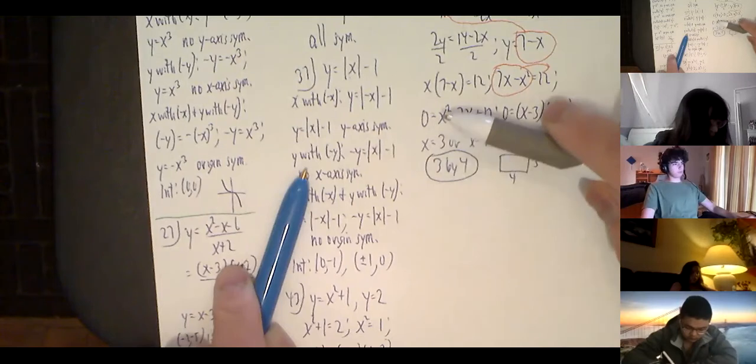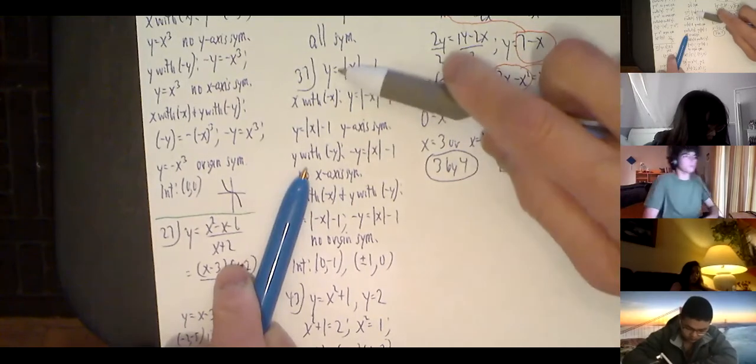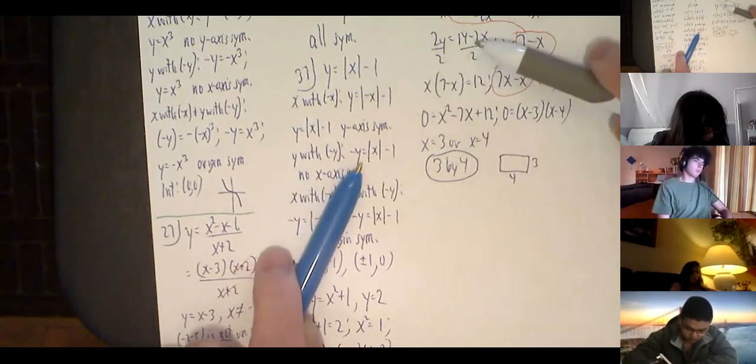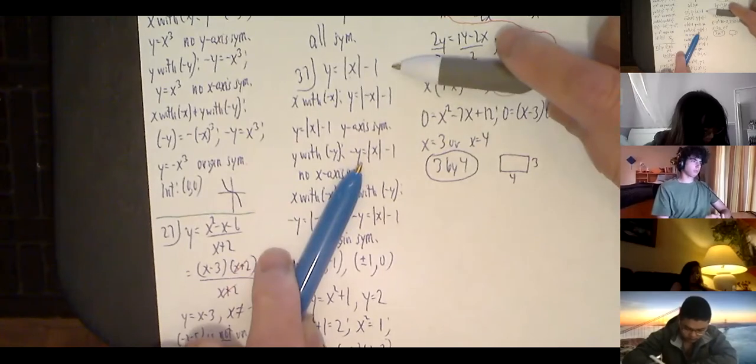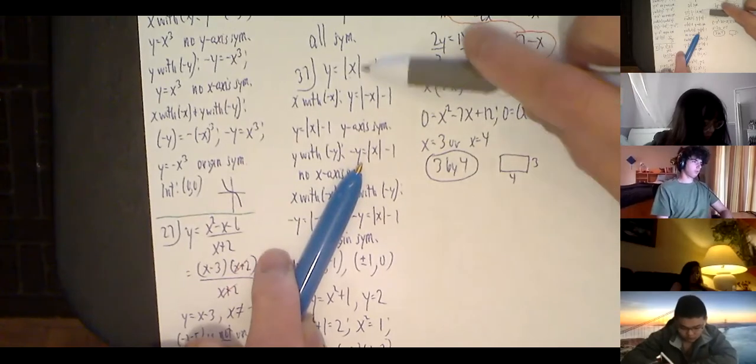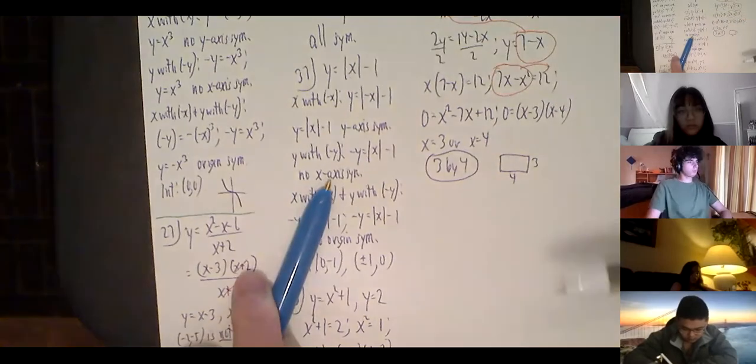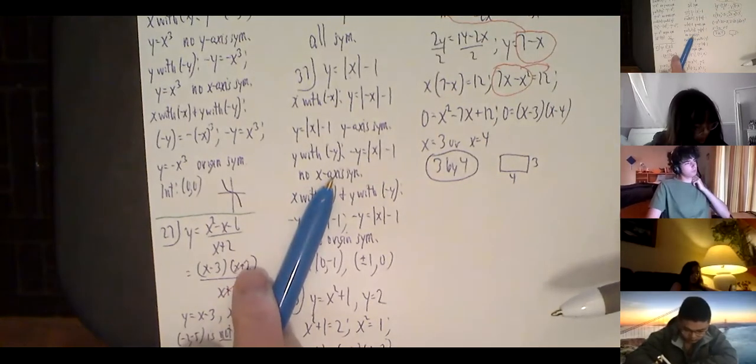Now I replace y with negative y. So change this to negative y, it looks like this. And is that equivalent to the original? No way, right? It just has a negative right there. So I do not have x-axis symmetry.